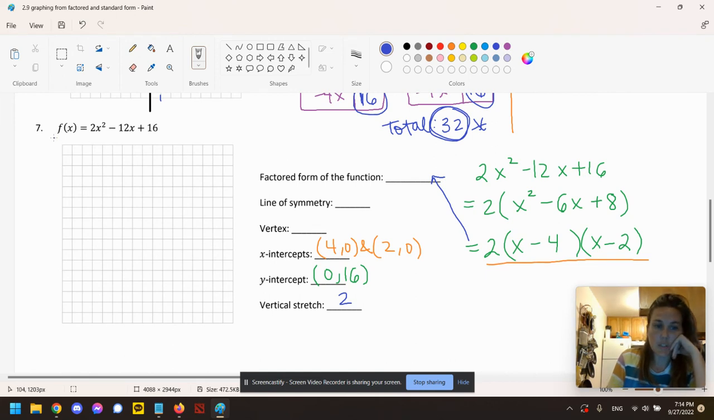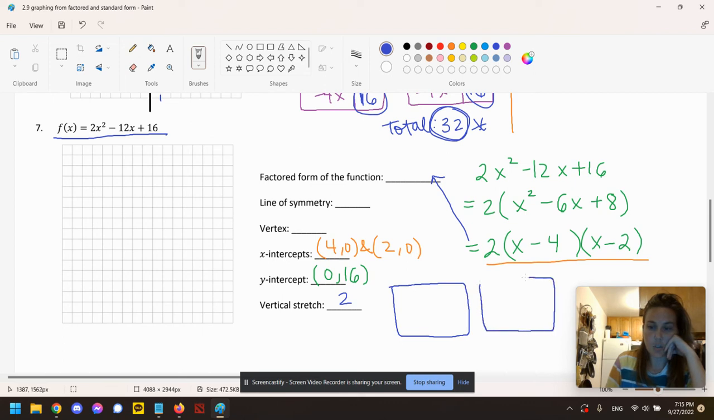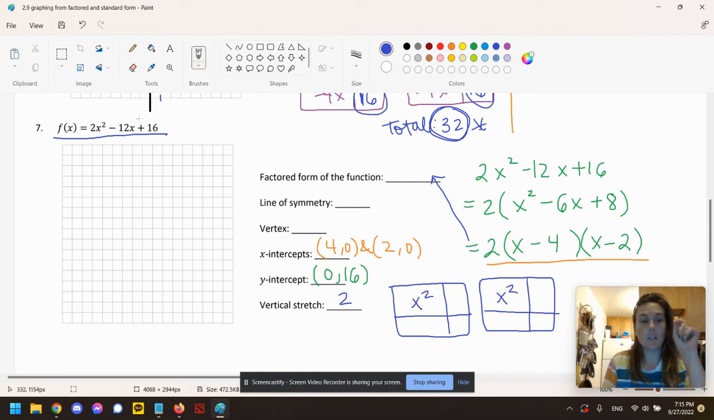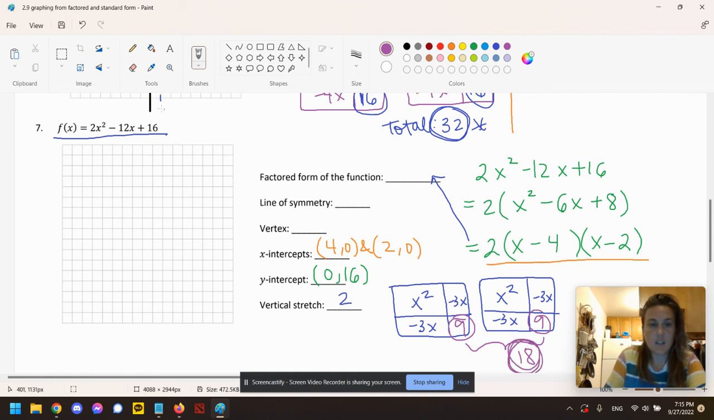My vertex and my line of symmetry still come from completing the square here, so let's complete the square. I have 2 blocks that I'm looking at because I've got 2x squareds. I'll put one here and one here. I'm looking to split up -12x between these 4 locations. So I'm going to put -3x in each of these. Meaning perfect squares then would have a 9 in both corners for a total of 18. 18 blocks used. The difference between 18 and 16 is 2, and we're going down.